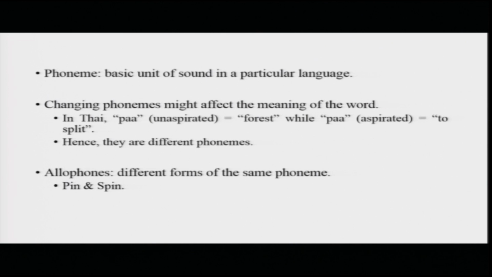How do you know whether something is a phoneme of the language? You can do it in different ways. For example, in Thai, pa, which is unaspirated, refers to forest, and pa, which is aspirated, refers to the act of splitting. As soon as you change this property, the meaning changes, and hence these two sounds are distinguishable from each other on a very basic level, and are recognized as two different phonemes. So that is one way that you can understand how phonemes are different from each other.